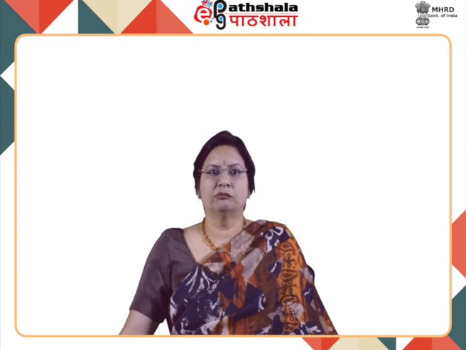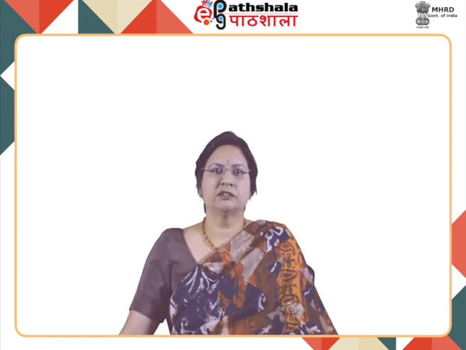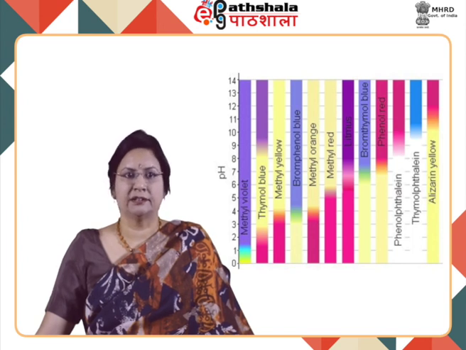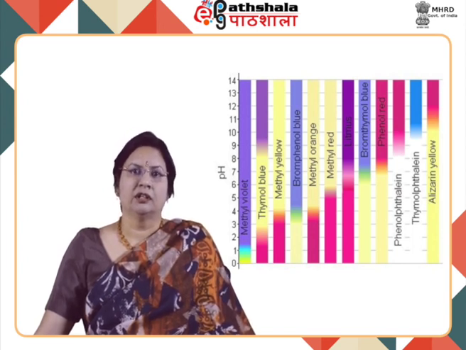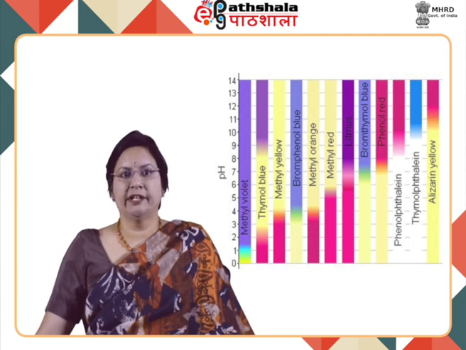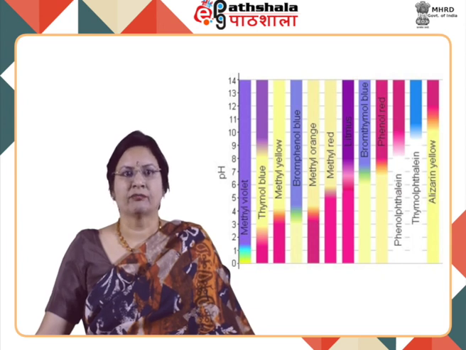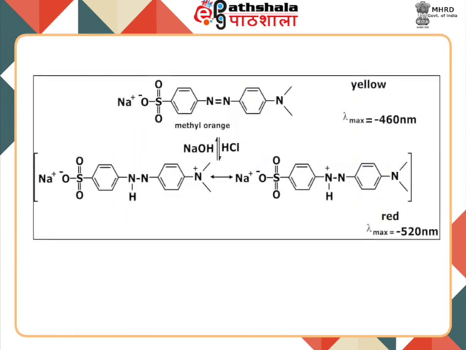Let us look at some of the uses of diazo compounds. Diazo compounds are very commonly used as pH indicators and dyes. First of all, let us have the details of the pH indicators. The methyl yellow, methyl orange, methyl red, Congo red, alizarin yellow are some typical azo compounds which are used as pH indicators. Out of these, if you look at methyl orange, it is used as an acid base indicator in titrations.